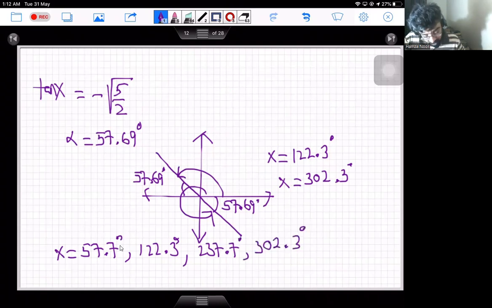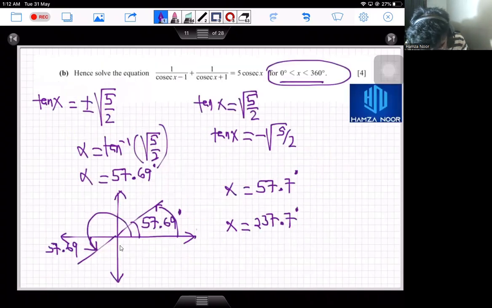As simple as that. This was your part B for 4 marks and part A for 4 marks.